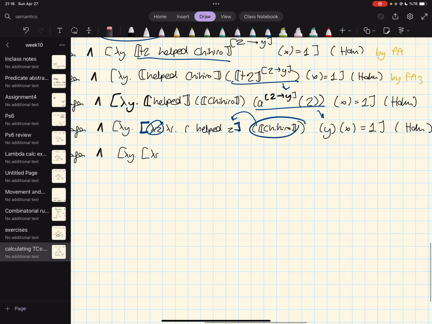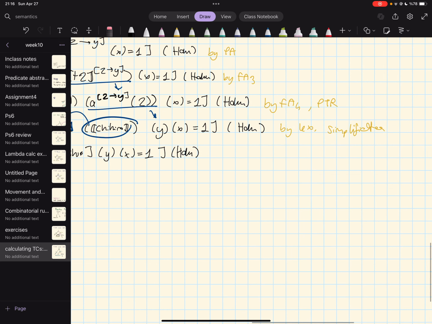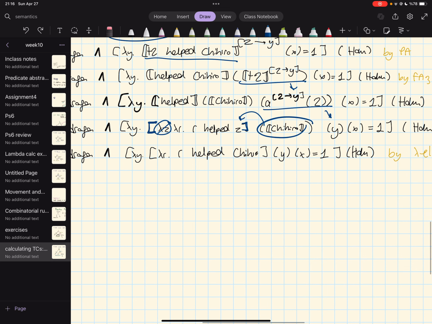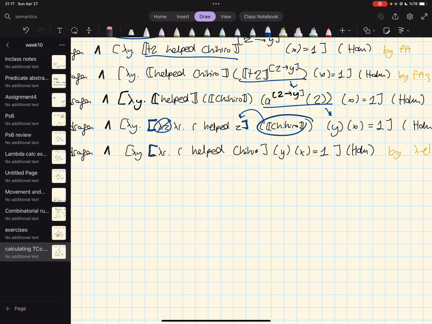Lambda y, lambda r, such that r helped Chiro, and it has the arguments y, x denotes 1, close the brackets. I also have Haku here. So this was by lambda elimination. I almost said function application. Anyway, next up, in our smallest bracket, we have one more lambda, which is lambda r. This is the reason why I had to write the denotation brackets, because we still have a lambda in the bracket, so I wrote down the brackets again. So lambda r will be eliminated by y, and instead of r, I will now be writing y.